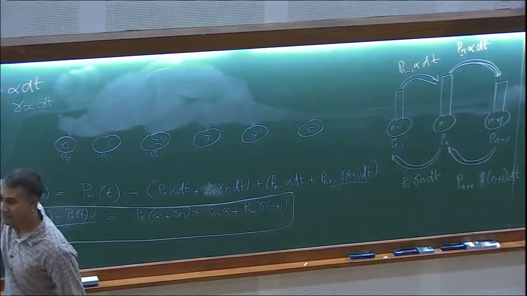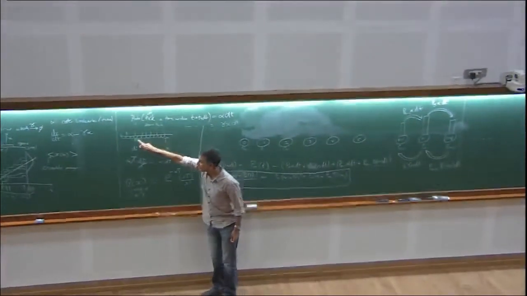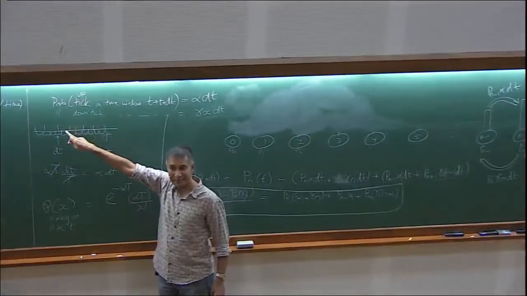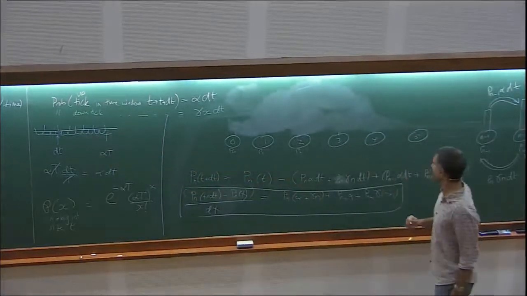Right. This is where we made that assumption. We made the assumption that dt was so small that you can't have two events happening in a little bin. This is where that hidden assumption came in. Okay? Good question. Yes, Vijay.